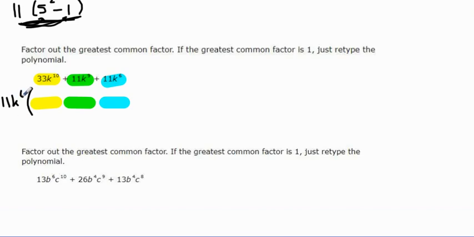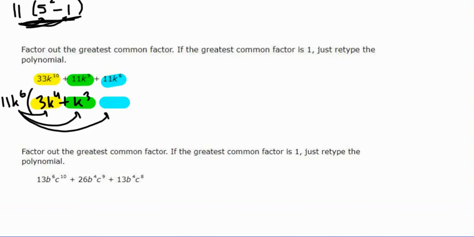Now I want to ask myself, this times what gives me 33k to the 10th? So 11 times 3 gives me 33. And I need 4 more, I need k to the 4th, or 4 more k's being multiplied to give me k to the 10th. Bring down my plus. Now 11 goes into 11 once, so I'm not even going to put it, but you could put a 1 there if you chose to. So k to the 6th times k cubed gives me k to the 9th.